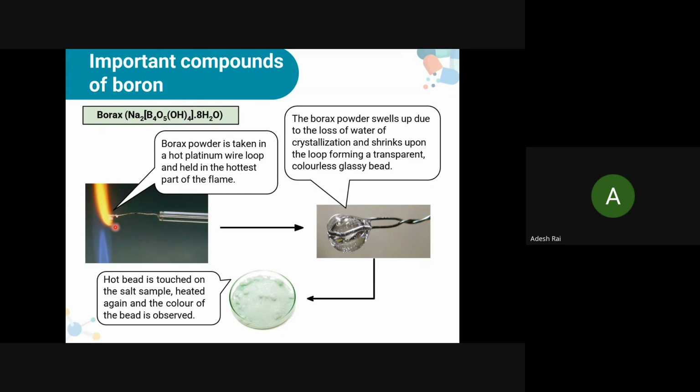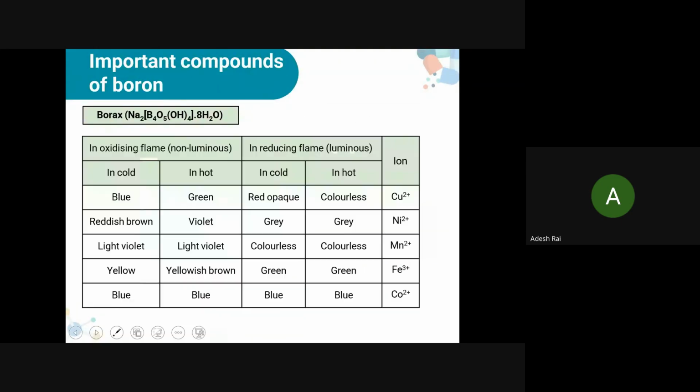How do we do the borax bead test? You take borax powder on the platinum wire. This is the platinum wire, and this is the glass rod in which the platinum wire is kept. You heat that borax powder in the flame. It loses water of crystallization and becomes a colorless glassy bead like this. As soon as you have formed this, you dip it into the sample under analysis. The sample will form a coating on this glassy bead. Then when you heat it again, you can see the results.